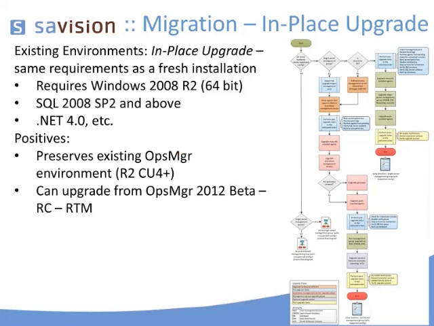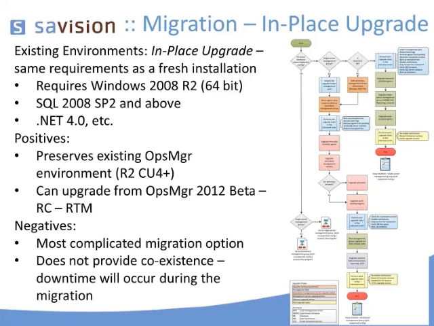There are some big positives. So if you want to do this, it's going to help you preserve your existing Ops Manager environment, so your R2 CU4 Plus as it currently stands. As I mentioned before, you can do the upgrades from the betas, the rest of it. But from a negatives perspective, looking at the diagram on the right, I think most people were probably thinking what I'm thinking when I first saw it, which is this is a pretty complex migration. We're doing a big architecture change here.